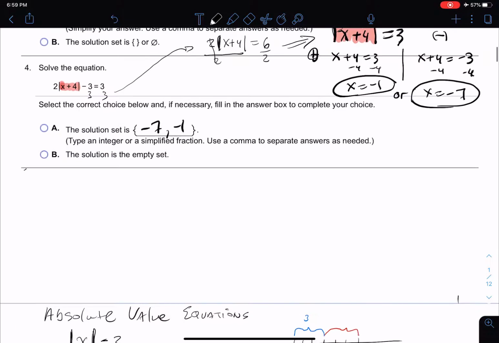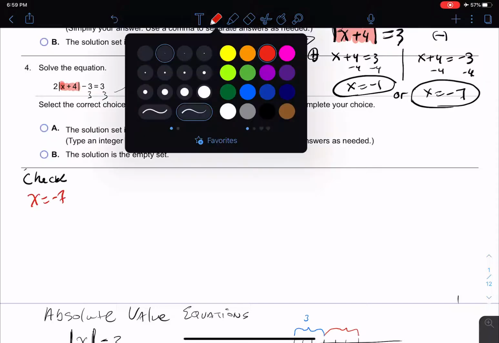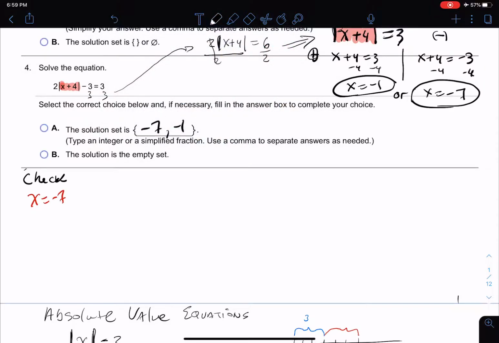Yeah, it does. So I think sometimes when you check it, it helps us understand how that is happening. So I'm going to check what happens when x is -7. When we check, we always like to go to the original problem just so we make sure we didn't mess something up in the process. And the original problem says 2 times the absolute value of x plus 4 minus 3 equals 3.